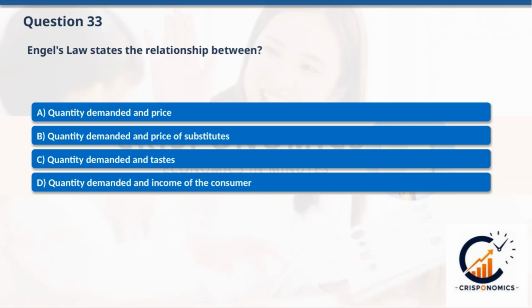Engel's law explores how the quantity demanded of goods changes as a consumer's income shifts. It's about understanding the link between income and purchasing habits. This question asks us to identify which factor Engel's law specifically relates to. Is it price, tastes, substitutes, or income? The answer focuses on how demand responds to changes in income, revealing patterns in consumer behavior.